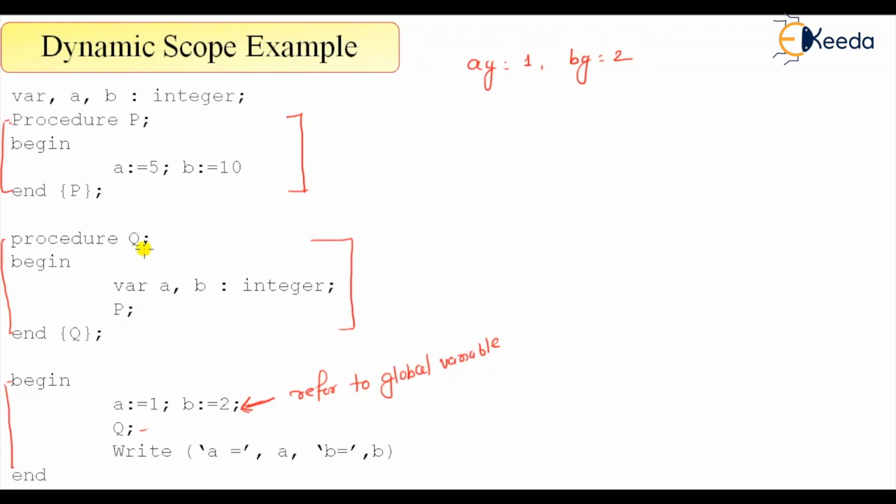Then we call Q and we come to Q, and there is a local A and B. So A local and B local. And then we call P, and in P we have A equal to 5, B equal to 10. Now as I told you, these two variables are non-local variables, and for a non-local variable, we need to search for the definition of that variable.